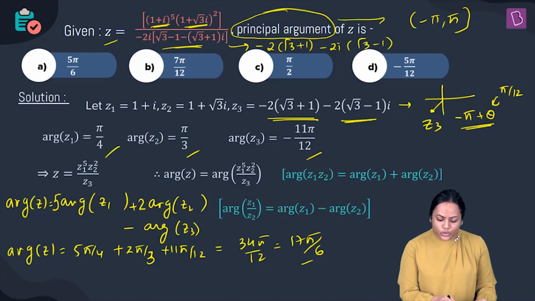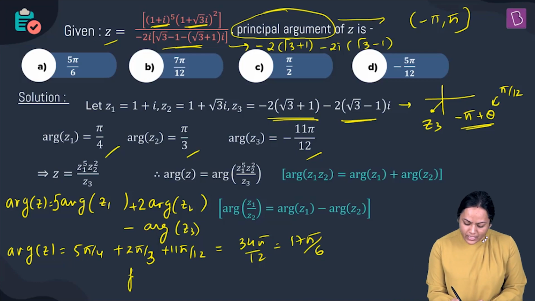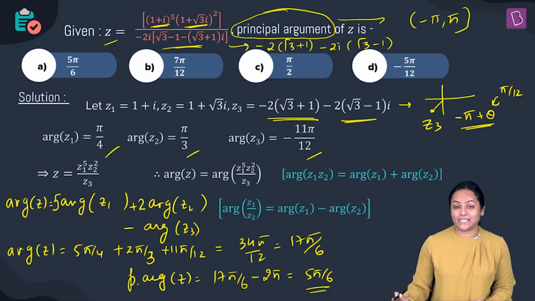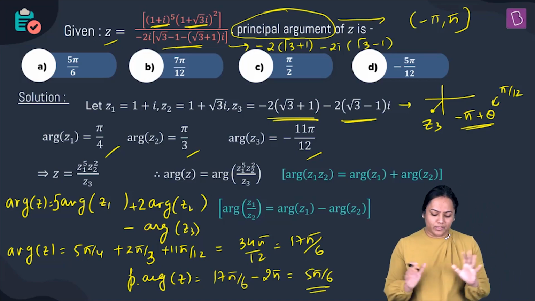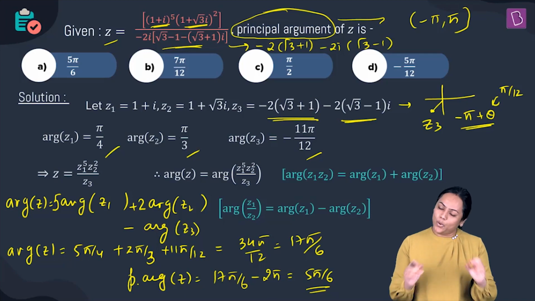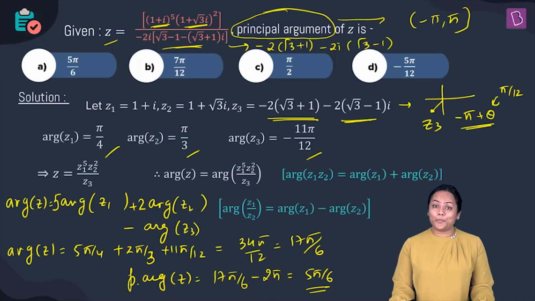So when I subtract 2 pi, I'll get my final answer, or let's say the value of principal argument of z as 17 pi by 6 minus 2 pi, which is coming out as 5 pi by 6. This is going to be the final answer for this question. Have you understood? We have just used the properties of argument. Clear, guys? Very well. And if we look at the options, we know that answer will be A. Understood?